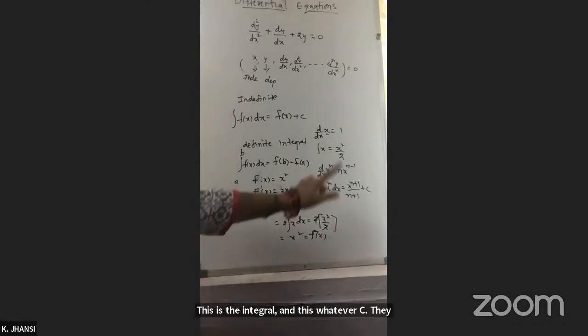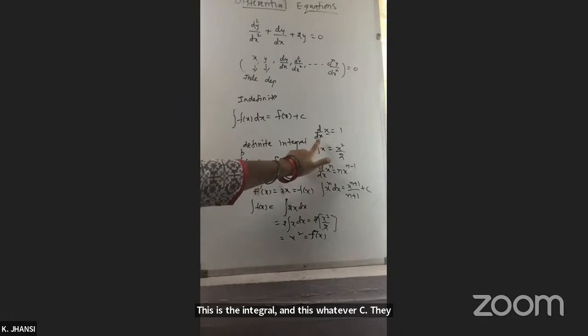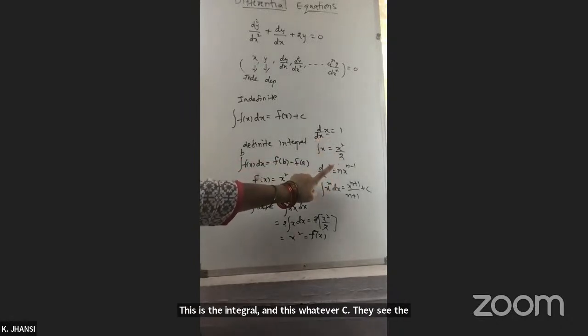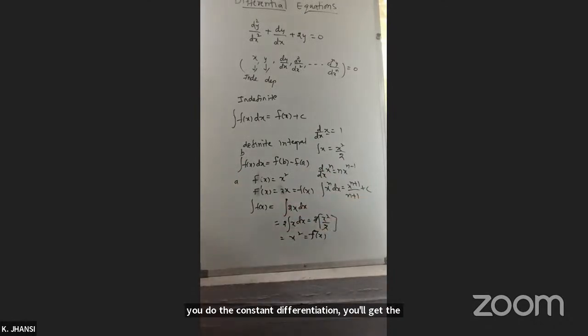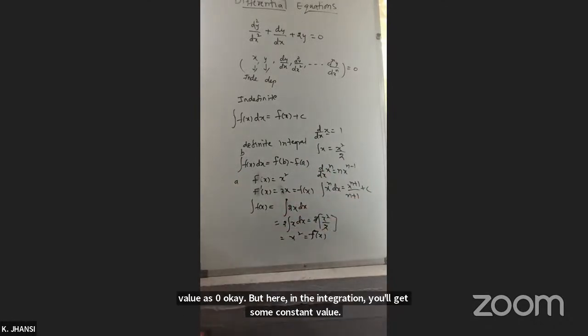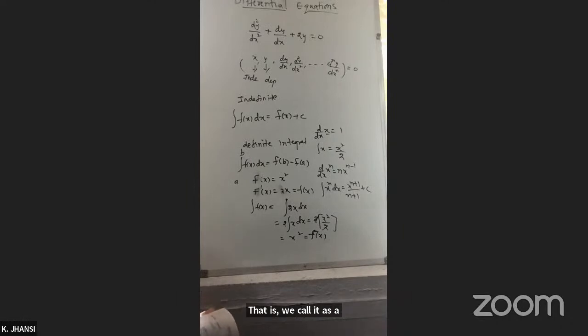Constant of differentiation means when you differentiate a constant, you'll get the value 0. But in integration, you will get some constant value. That is why we call it the constant of integration. It is also called the integrand. So all the different names that you have in the definition are on page number 3, where you have the definition of indefinite integral.